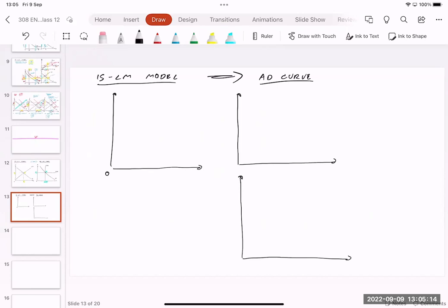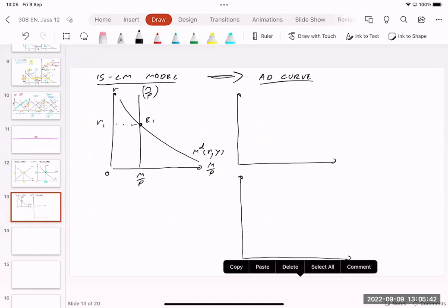The first one represents the money market. On the horizontal axis is M over P, the real money supply. On the vertical axis is R for the real interest rate. You have the real money supply curve, which is always vertical, at M over P, and you have the money demand curve MD as a function of R and Y. You have the equilibrium point E1, the real interest rate R1, and the real money supply M over P, just like this.